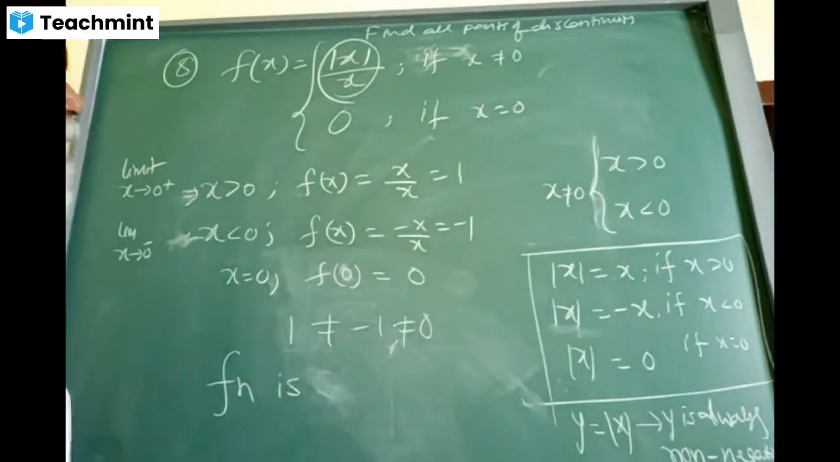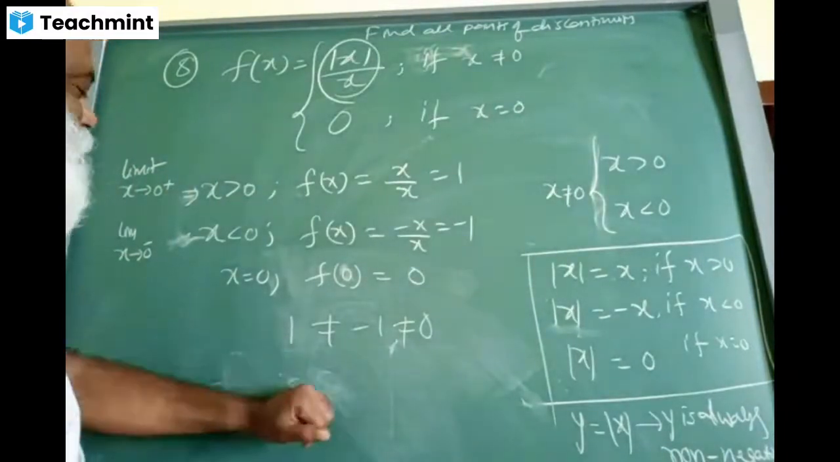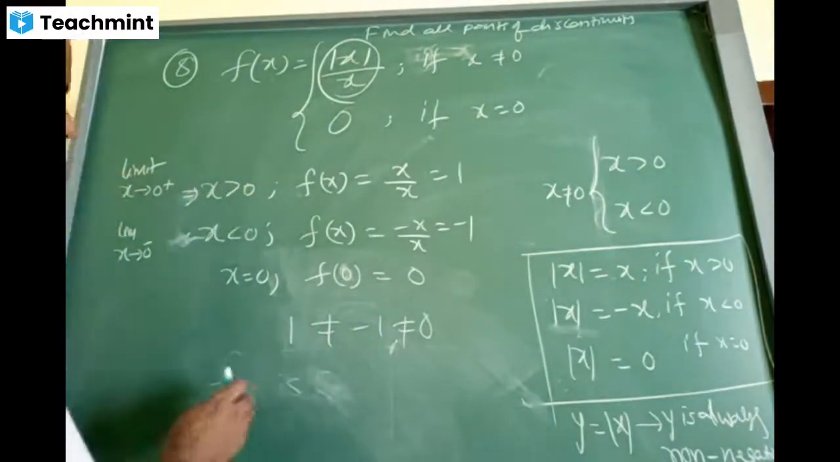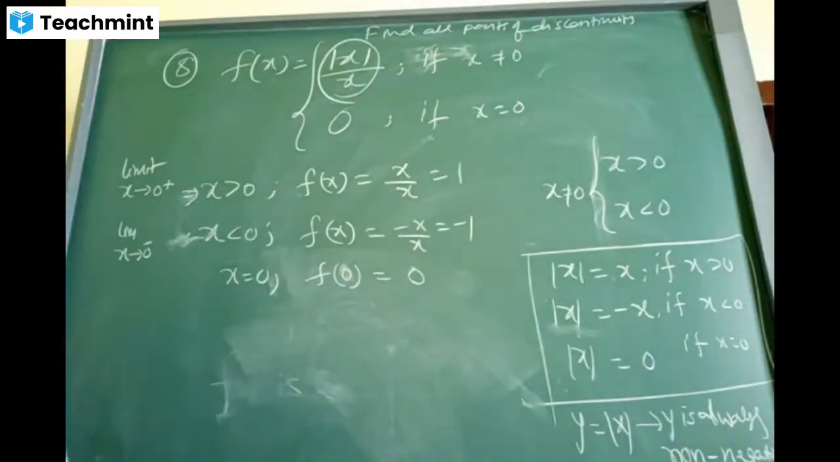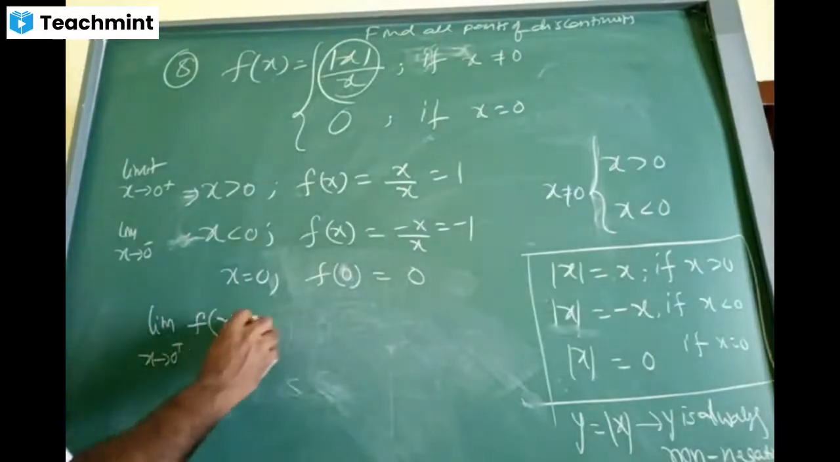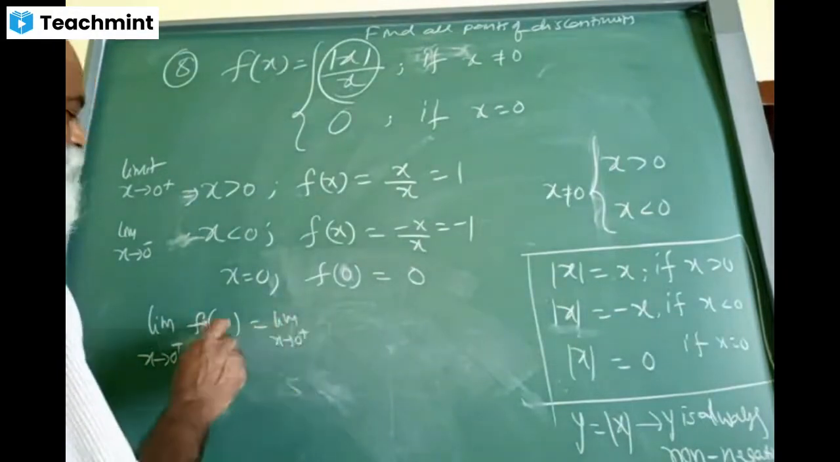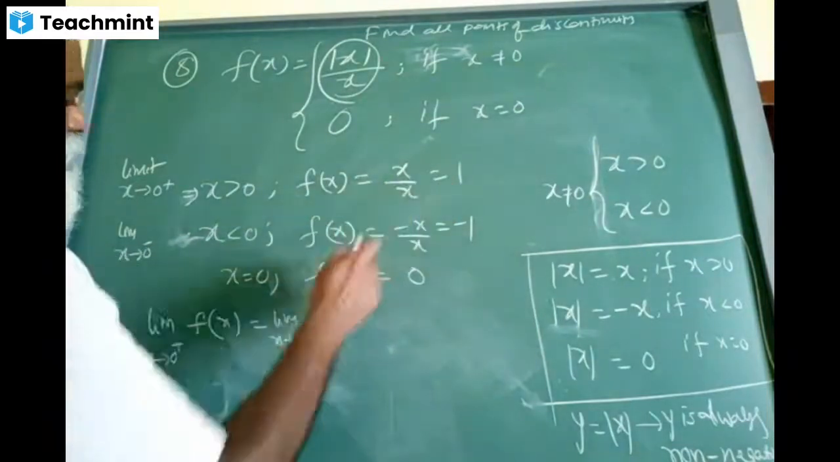Is it clear, ma, sir? Why didn't you write the limit? Limit, okay, it's not a difficult thing. Now x is more than 0 means what? I have to write this one. Can I write? Limit x tends to 0 plus f of x. There is nothing but limit x tends to 0 plus, what is f of x? X by x.